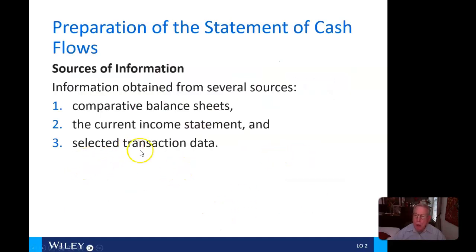Okay, so what do we need to prepare this statement of cash flows? Well, what we need is 3 things. We need our comparative balance sheets, we need a current income statement, and some selected transaction data.